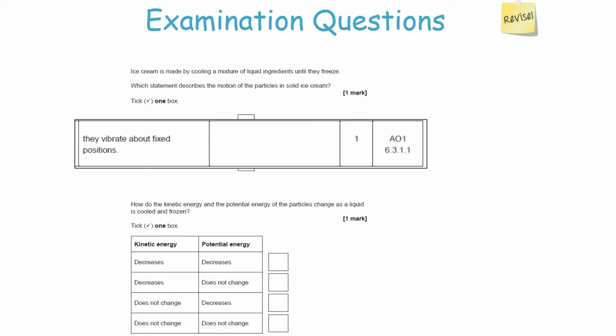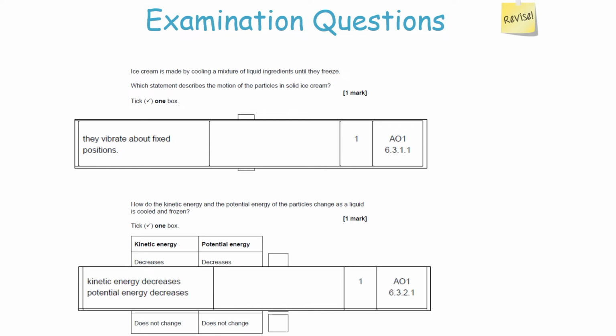Now because it's cooling down, the temperature is going down, which tells us that the kinetic energy is decreasing. The liquid then freezes, so it's changing state, so therefore the potential energy is going to change, so it's going to be decreasing. Now why is it decreasing and not increasing? Because when you freeze a substance, you need to take energy out of it, it cools it down. Okay, so that's a very important idea. So both the kinetic and the potential energy decrease.